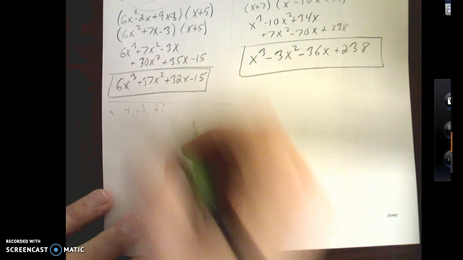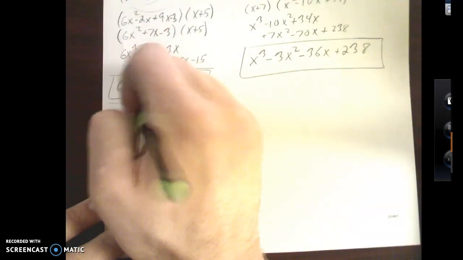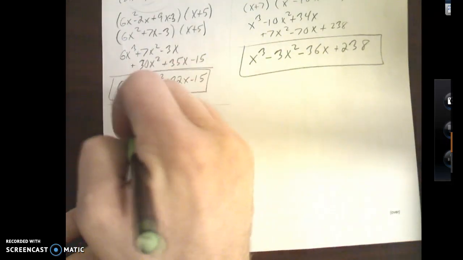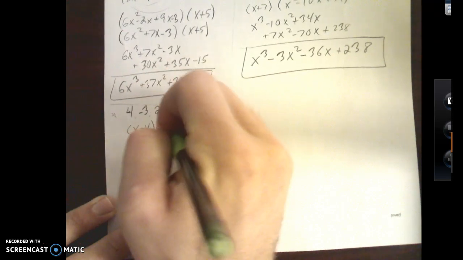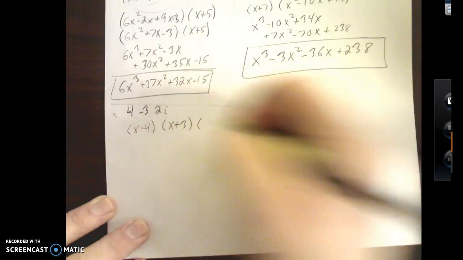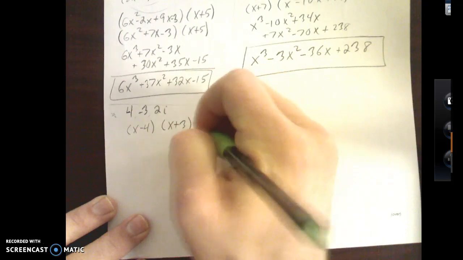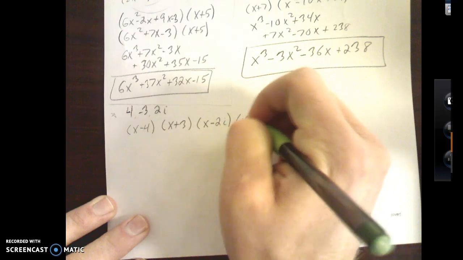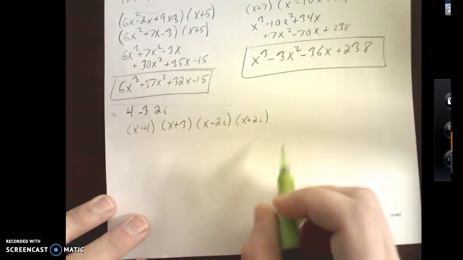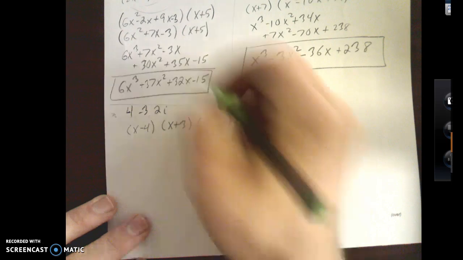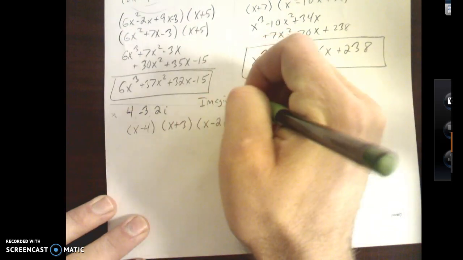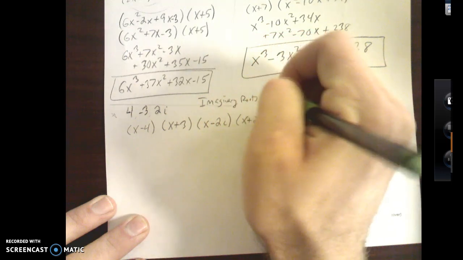Finally, I know this one's kind of hard to see. Copier's so good with pencil. So we have a 4, a negative 3, and a 2i. So we're looking at x minus 4, x plus 3. Okay, here's the kicker. x minus 2i, but you also need to have an x plus 2i. Okay, please be aware of this. They have to come in doubles. Okay, imaginary roots must come in pairs.